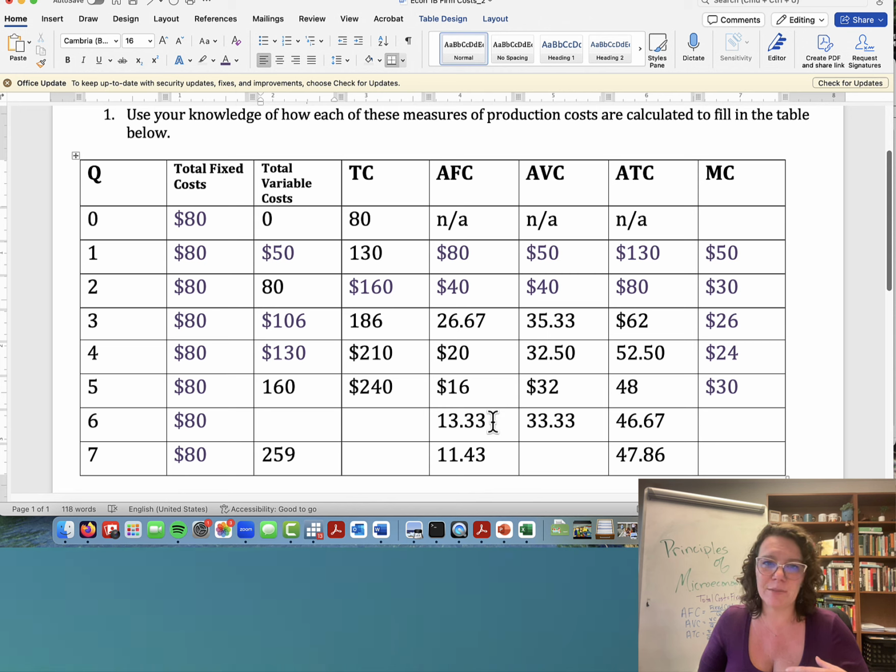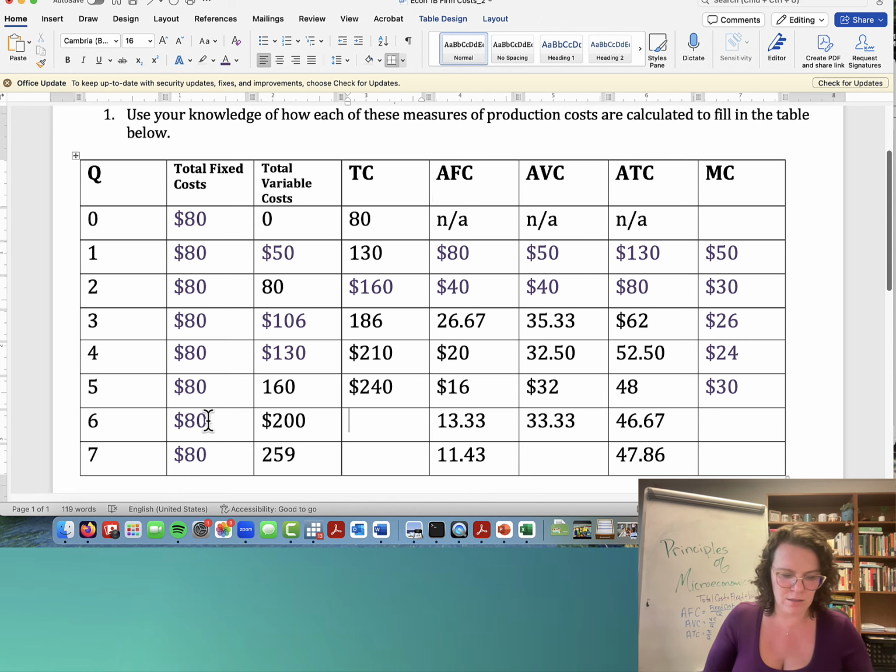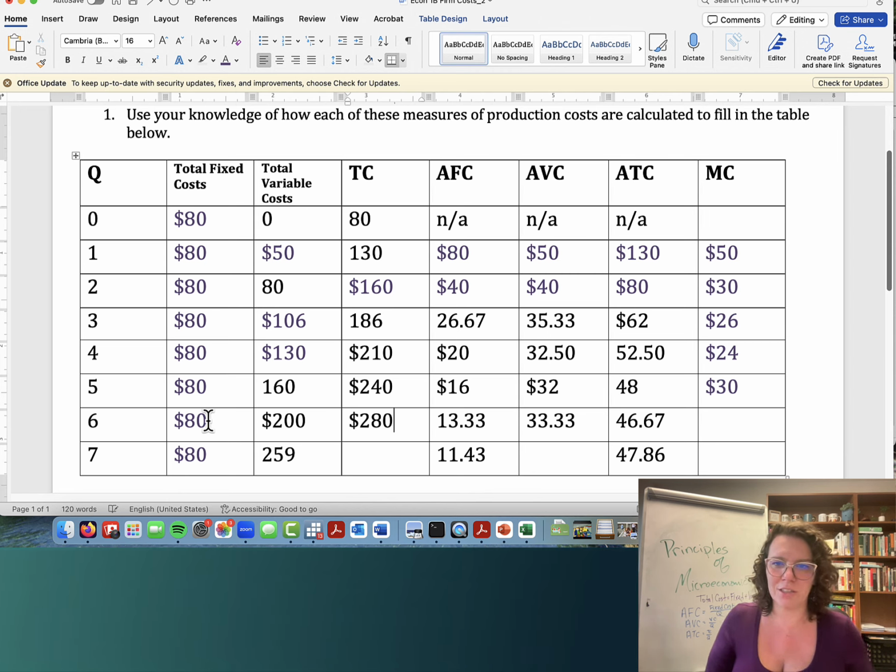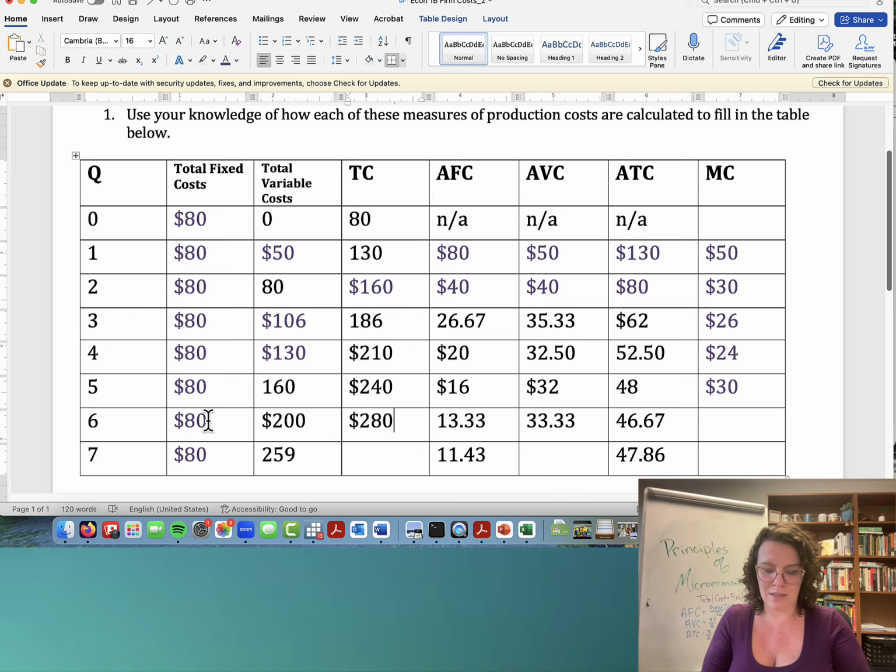We've got averages but no totals, so I'm going to multiply 33.33 by 6, and that gives me 199.998. I'm going to call that 200. It rounds up, and that's good because $200 plus $80 divided by 6 is going to be 46.67, which means I'm correct.